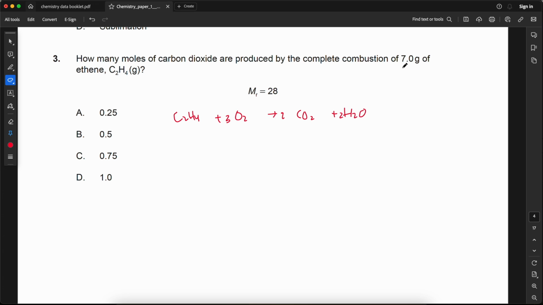So 7 grams of ethene. So mole of ethene, 7 divided by 28. So it's 0.25 because it's 1 over 4. So this is mole of ethene. So moles of carbon dioxide, it's double that of ethene because the coefficient here is 1. Therefore it's 0.5.